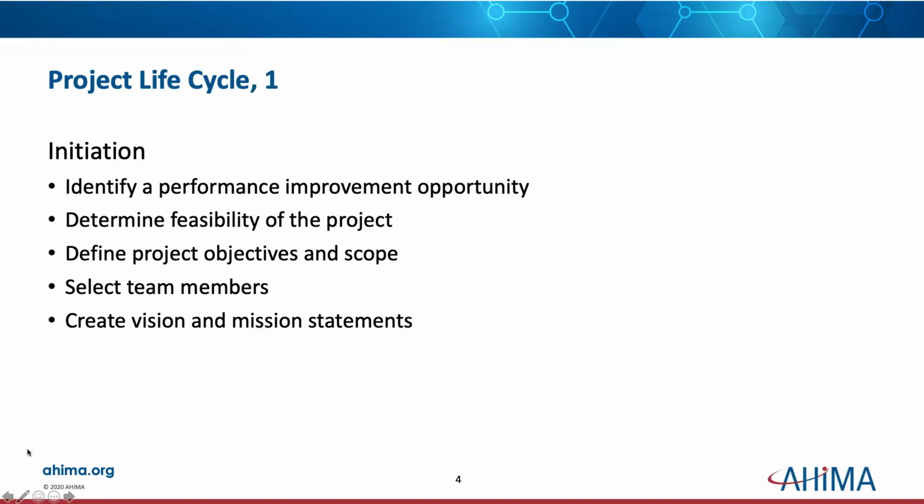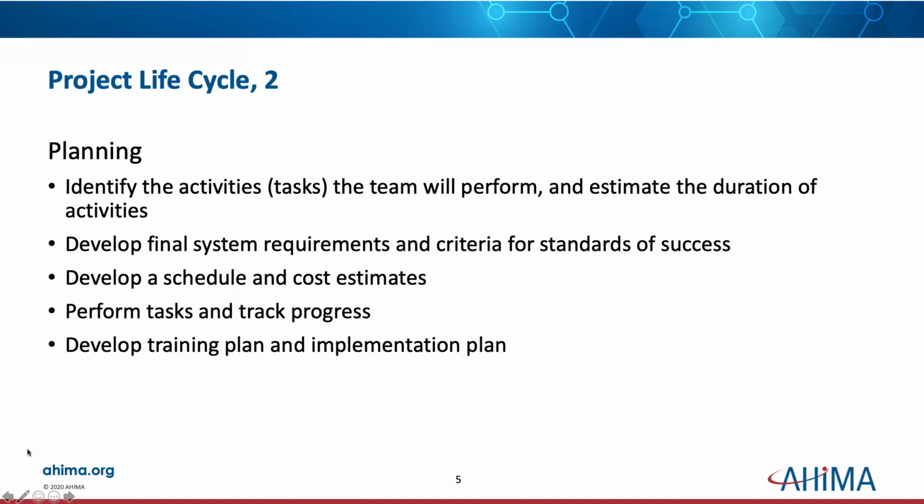So the first part of a project's life cycle is initiation. You identify an improvement opportunity, determine whether or not it's feasible, look at what your scope is going to be and the objectives that you want to fulfill and come out of it with. Identify team members, create a vision, and then once you have the team members, everyone works to create vision and mission statements.